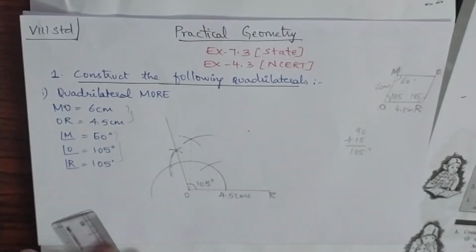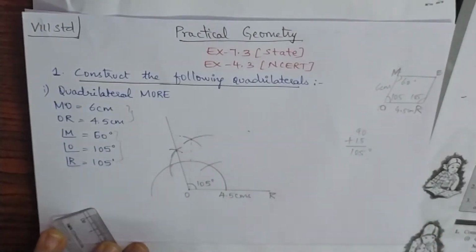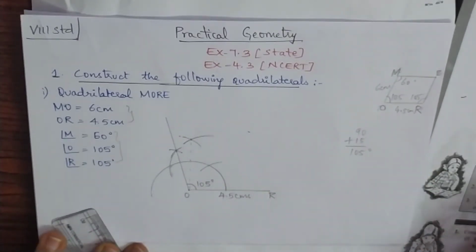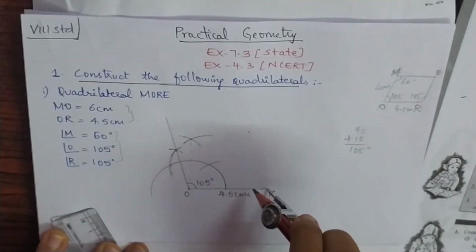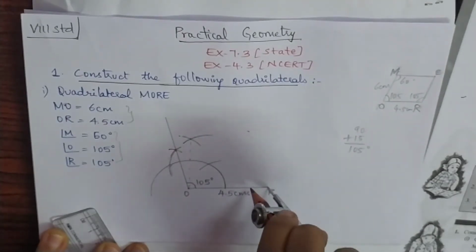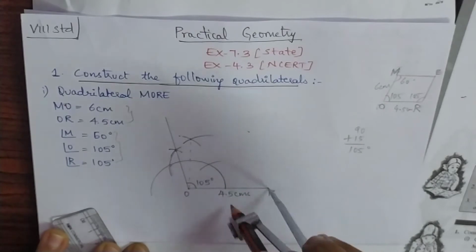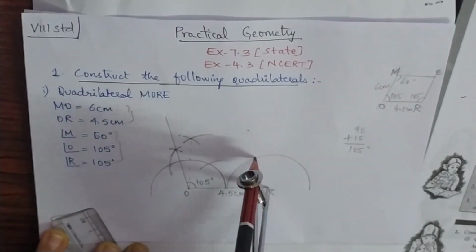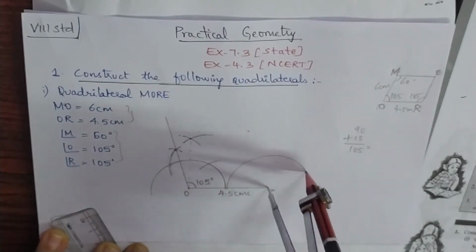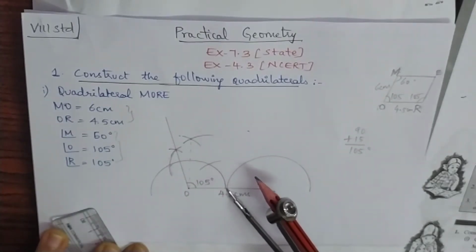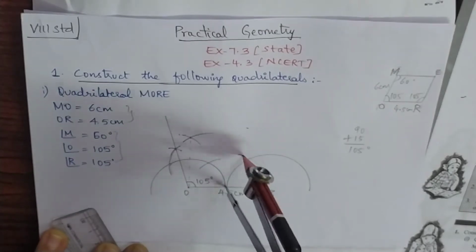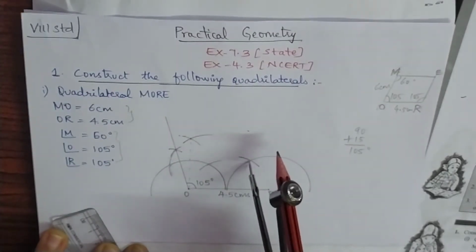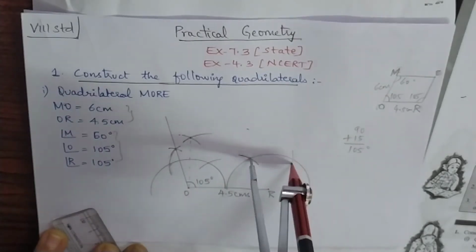105 degree. Same procedure we are going to do on the other side also. Now angle R is also 105 degree. The same thing goes. Open your compass randomly. Draw an arc, probably a semicircle. Then from this end, draw an arc. Don't alter your compass. Compass is same. Then again draw one more arc.